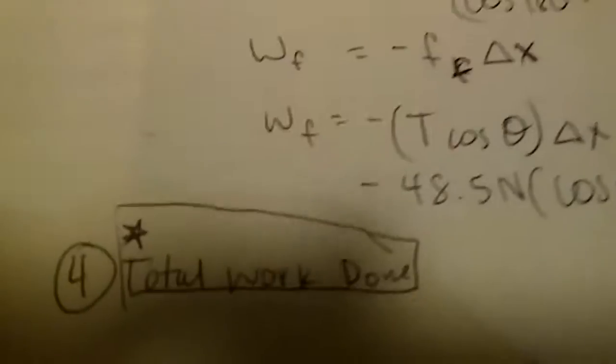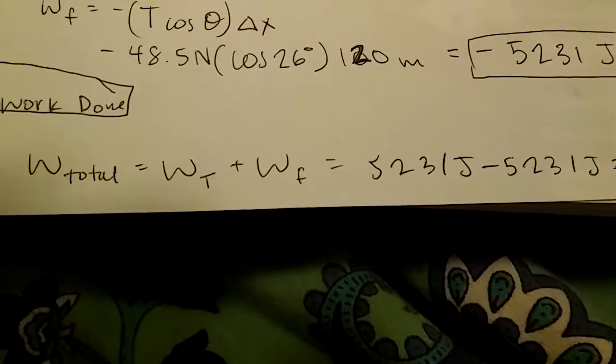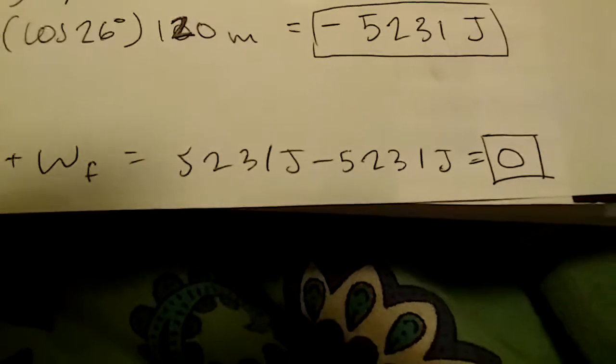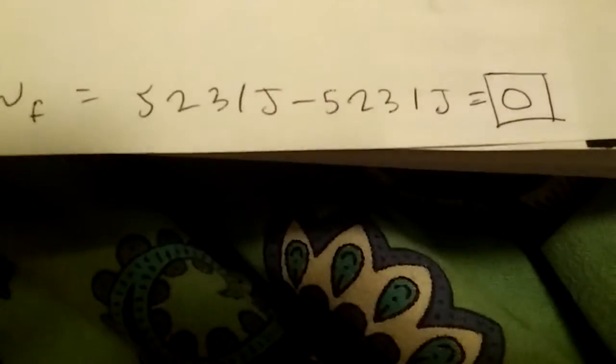So now, to get total work done, we take those two values and add them together. So the work total is equal to the work done by the tension force plus the work done by the friction force, which is 5,231 joules minus 5,231 joules, which is equal to 0, total work done.